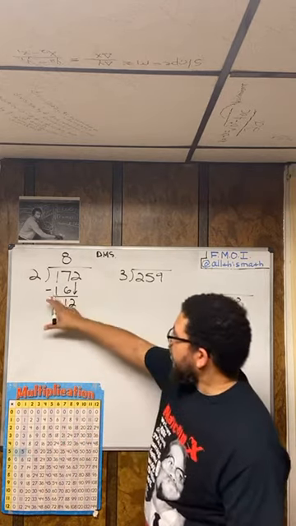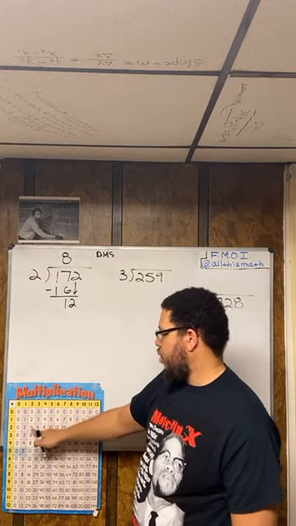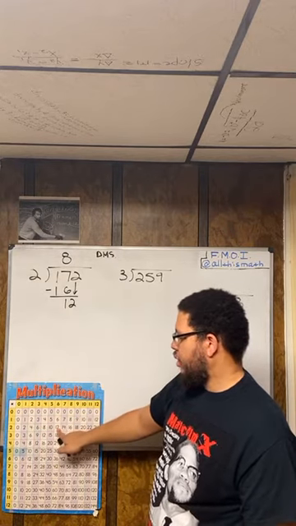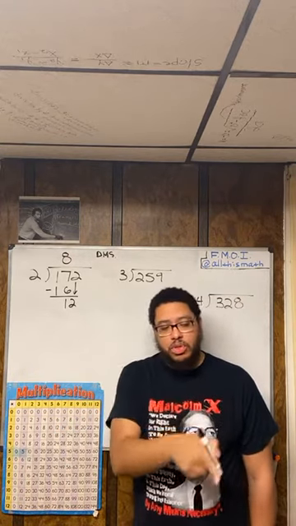So now I say, okay, how many 2's can go into 12? Here's the 2 row. Boom, 12 is right there. So, Asada, how many 2's go into 12?